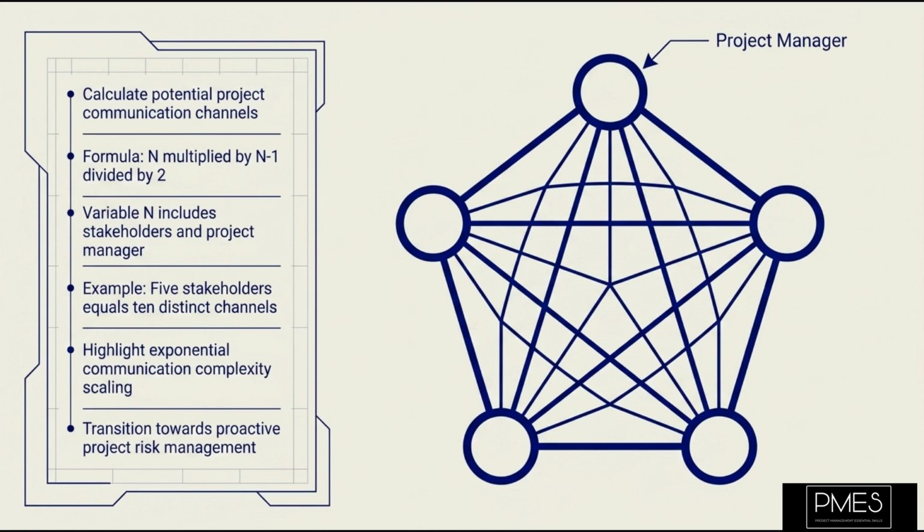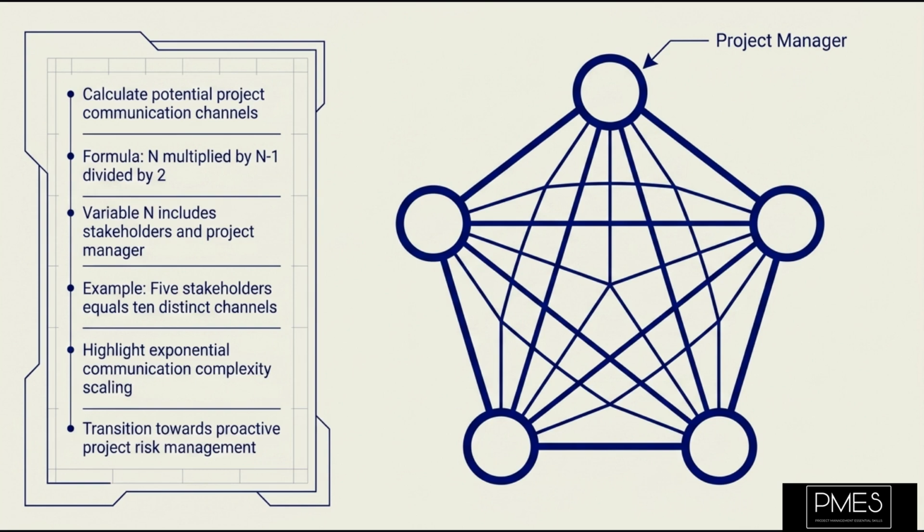Let us walk through an example. Imagine Sarah's initial project team, including herself, had 5 core stakeholders involved in planning the office move. Using the formula, n would be 5. So, we calculate 5 multiplied by the quantity of 5 minus 1, which is 4. This gives us 20. Then we divide 20 by 2, resulting in 10 potential communication channels. This calculation demonstrates that even with just 5 people, there are 10 distinct relationships to manage.